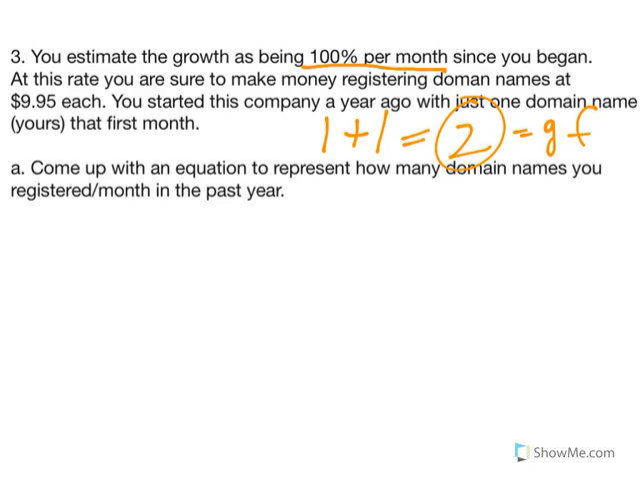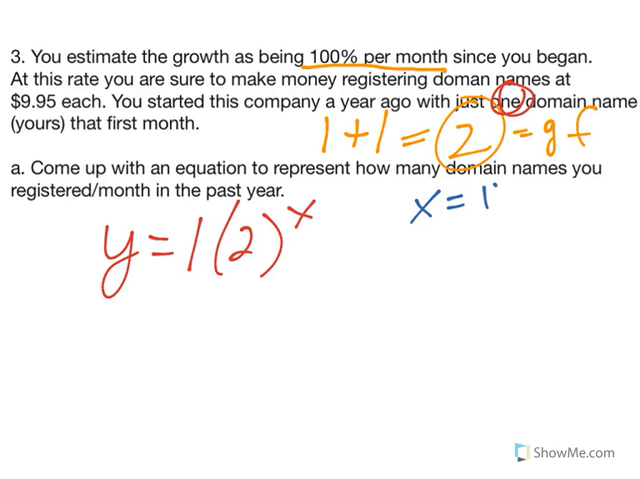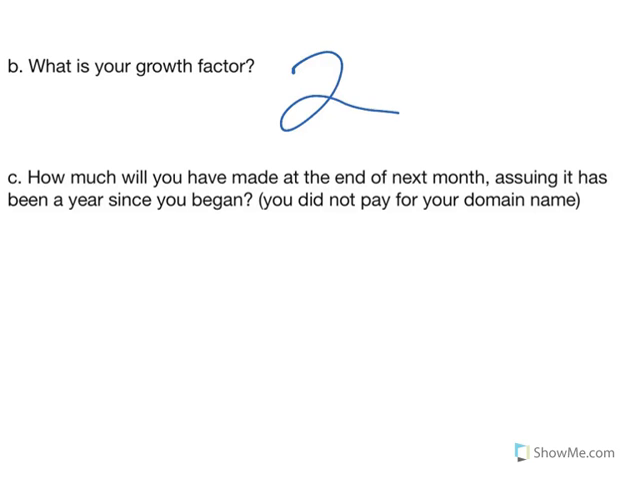And how many did I start with? I started with 1 domain name. So my equation is y = 1 times 2 to the x. Now, what does x represent? X is the number of months, because you say you are growing per month. So x is going to be the number of months. I already answered part B, which is the growth factor. Our growth factor is 2.